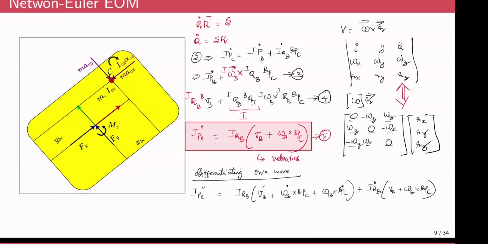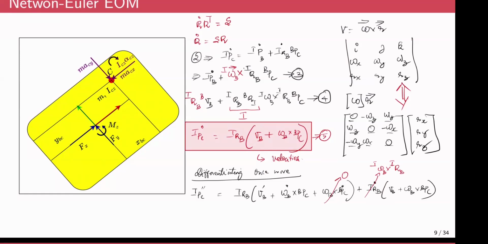So just like earlier, we know that this term is essentially 0, right? Because the position vector of C with respect to B is always going to be a constant vector. So the derivative of that is going to be 0. So I'll just mark this term to be 0. And we know what the derivative of this is, IRB dot. That is nothing but I omega B cross the rotation matrix of B with respect to I. That is what we have proved earlier.